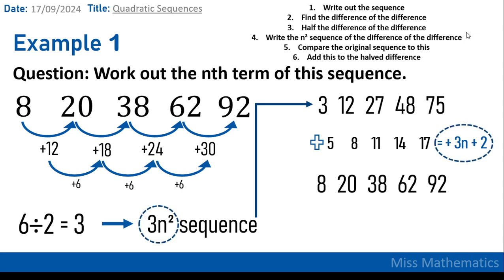Then we can get these two components that we have found, 3n squared and 3n plus 2, and put them together and we get 3n squared plus 3n plus 2. This is the quadratic sequence for 8, 20, 38, 62 and 92.